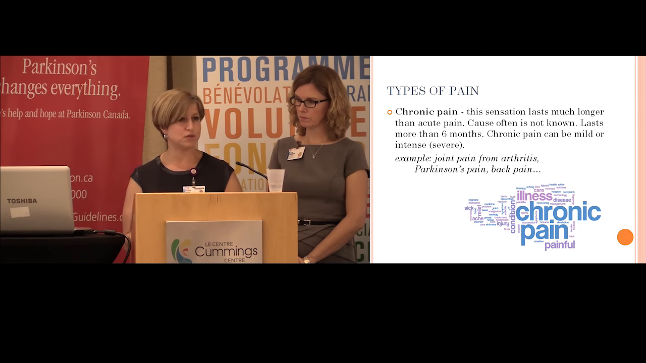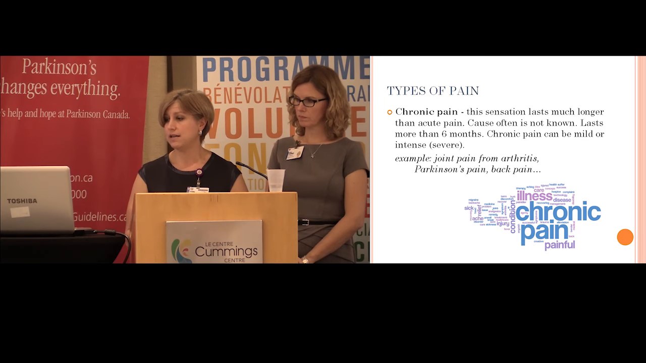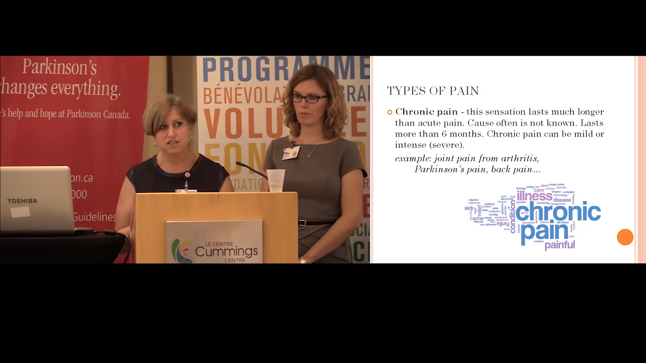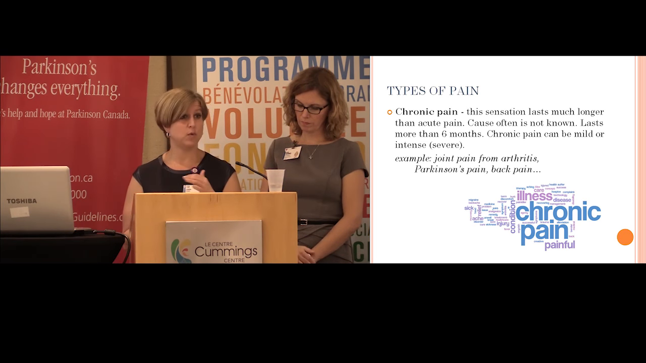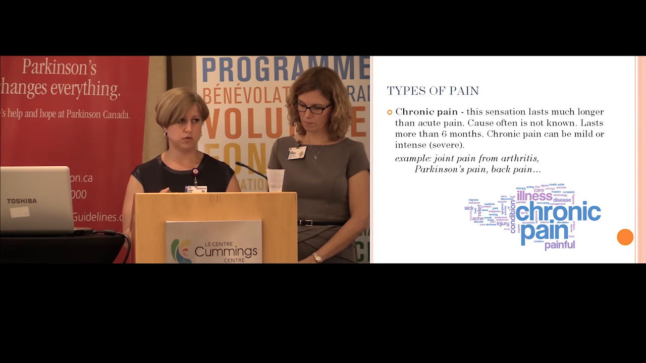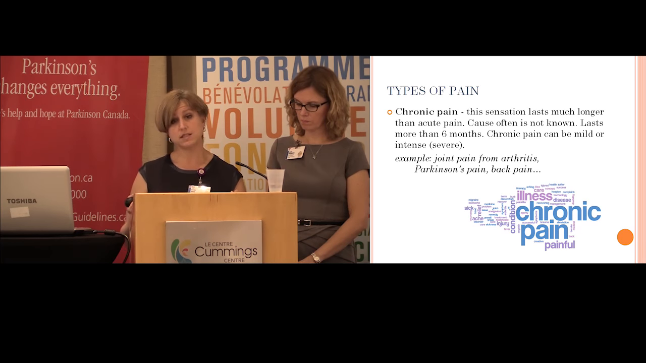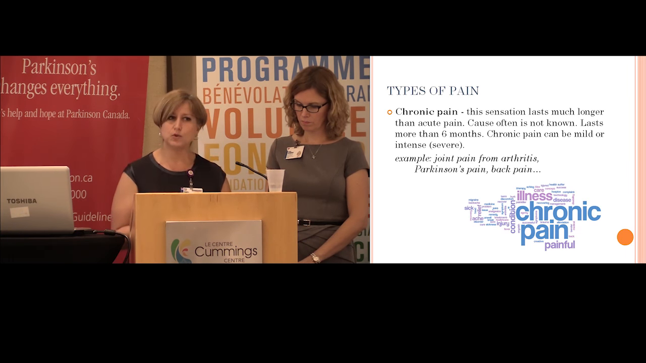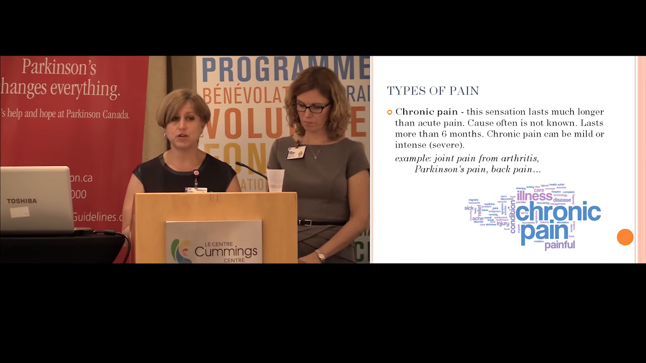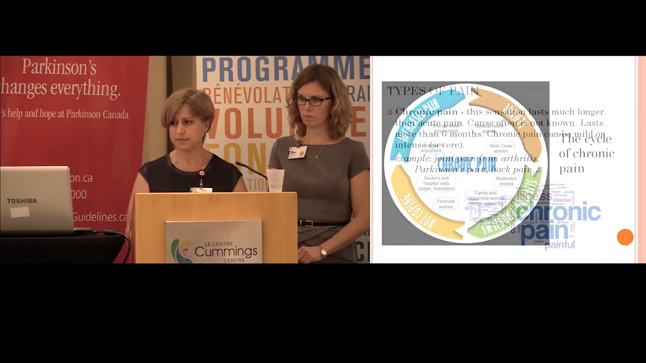It can become difficult to try and isolate the exact reason why this pain is existing. And it can also be very mild. It could be like a nagging, dull ache that's just constantly there, or it can come in waves of intense pain that then dissipates and then comes back again. Examples of chronic pain would include joint pain from arthritis, Parkinson's pain, chronic back pain, an old sports injury that keeps acting up. So you can see how all of these things can be mixed together and make it really difficult to figure out exactly what the cause is.